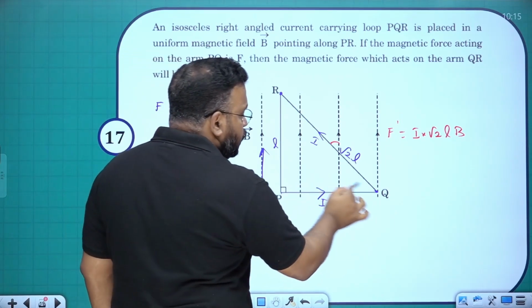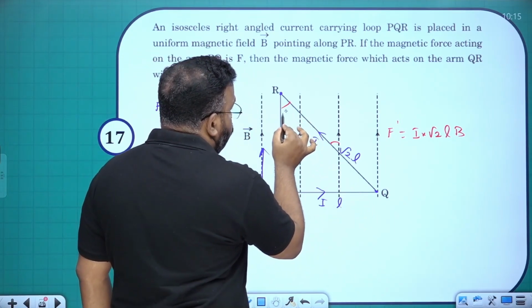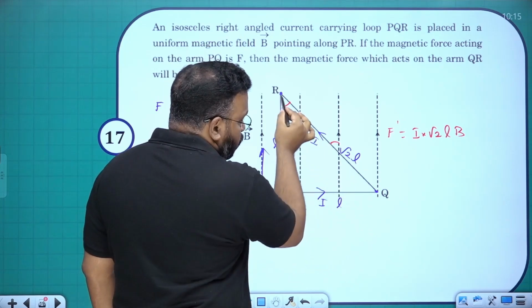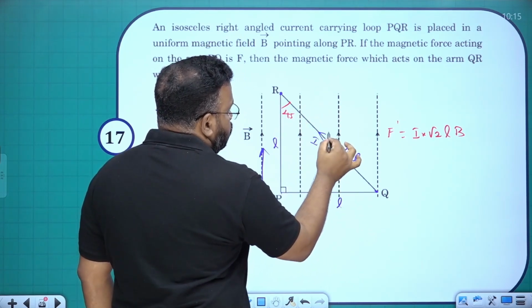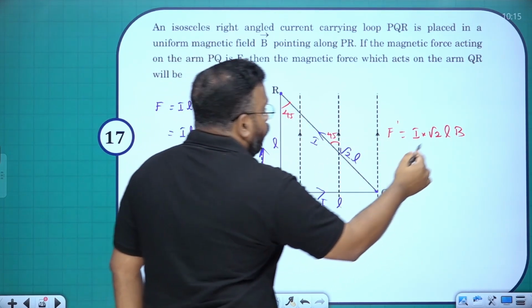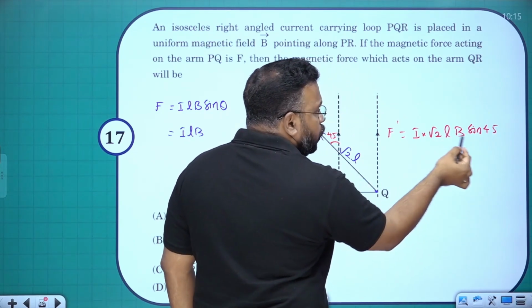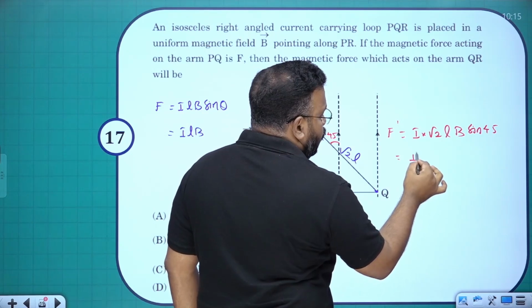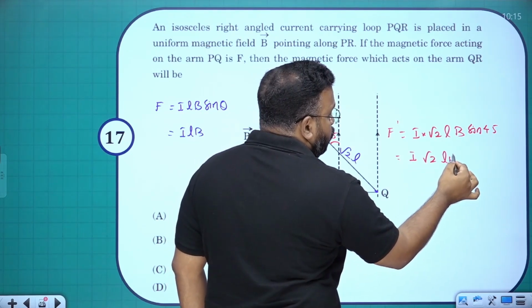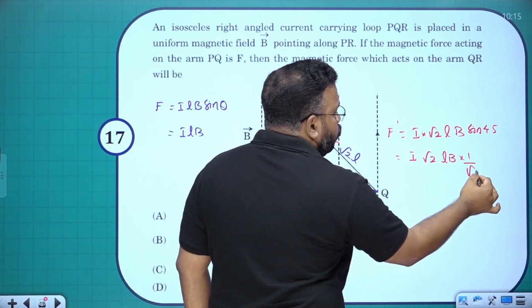That's very simple. It's an isosceles triangle, which means this angle is 45. This will also be 45. Surely these are parallel lines, so this will be 45. So ILB into sine 45. What is sine 45? 1 by root 2. So we get I into root 2 L B into 1 by root 2.